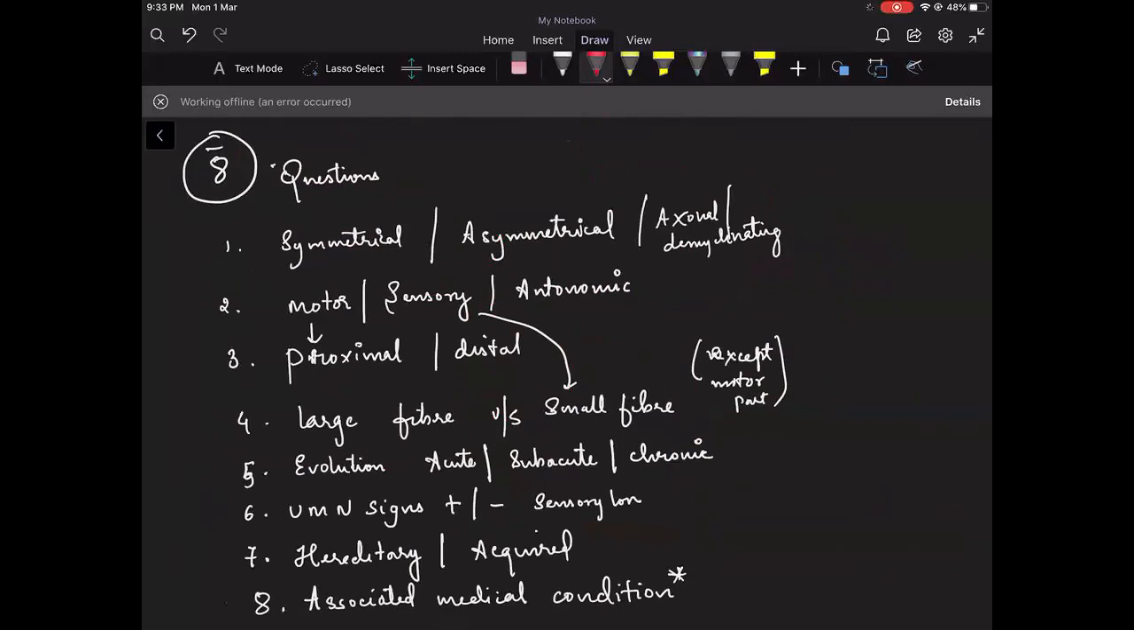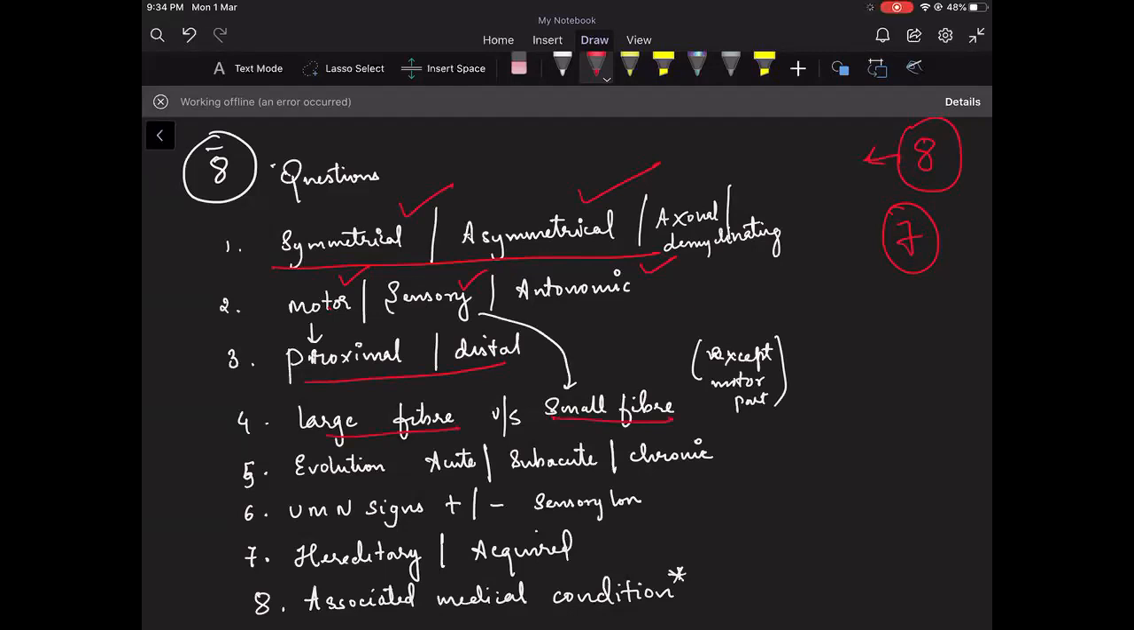After knowing that a patient is having a neuropathy, we should ask 8 questions to ourselves. Actually Harrison has specified only 7. Why I have added 8 here is the symmetry, which also plays an important role. Is the patient having symmetrical or asymmetrical involvement? Which kind of modality is affected, motor, sensory, or autonomic, or a combination? If motor, is it proximal or distal? If sensory, which type of fibers, large fibers or small fibers?